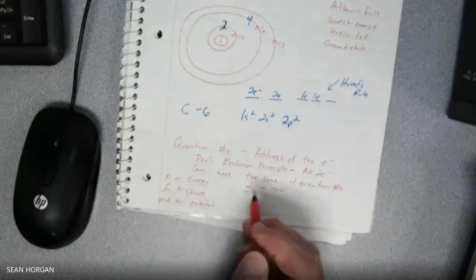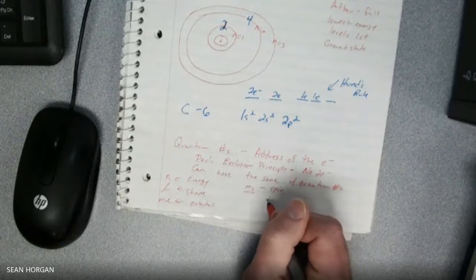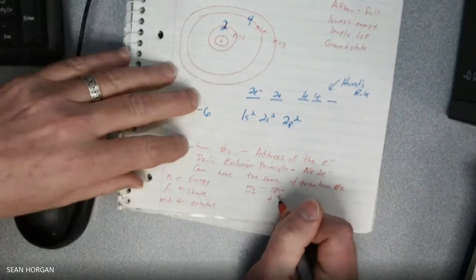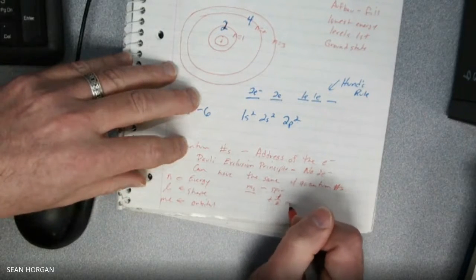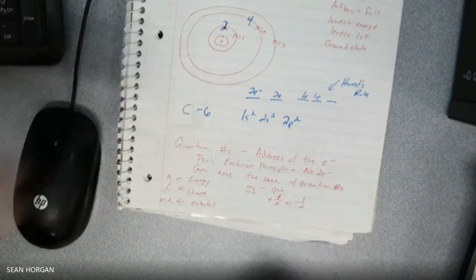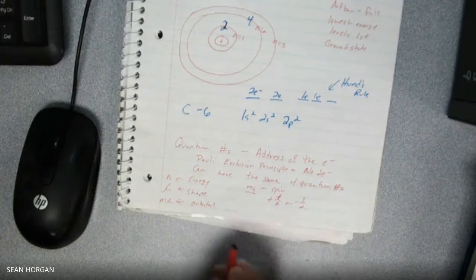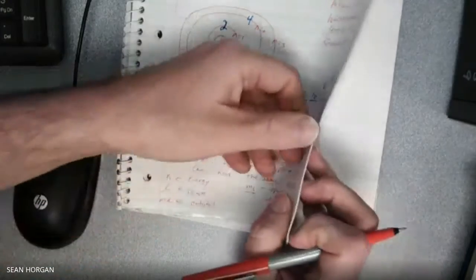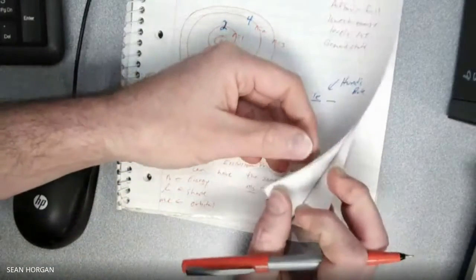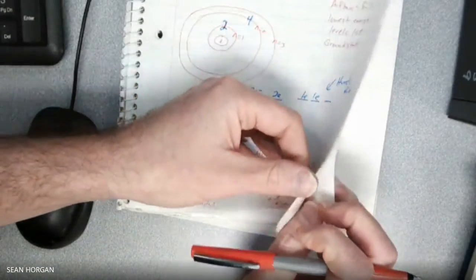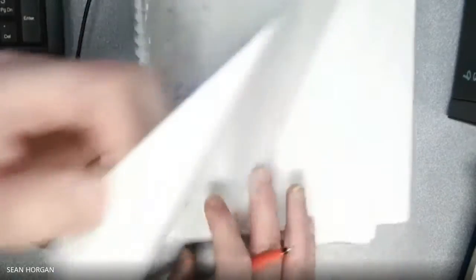Okay? So then we end up with this one being a positive half or a negative half. Those are the values you can have for it. So let's go ahead and do one. And we'll start simple. We're going to do helium.